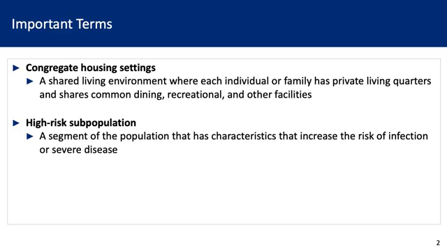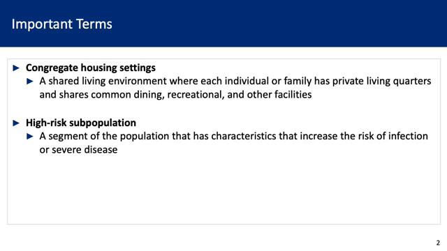So there are a couple of important terms to keep in mind here. One is congregate housing settings. This is any kind of shared living environment where an individual or a family has private living quarters but shares common dining, recreational, or other facilities with others. These can be risky places for transmission.